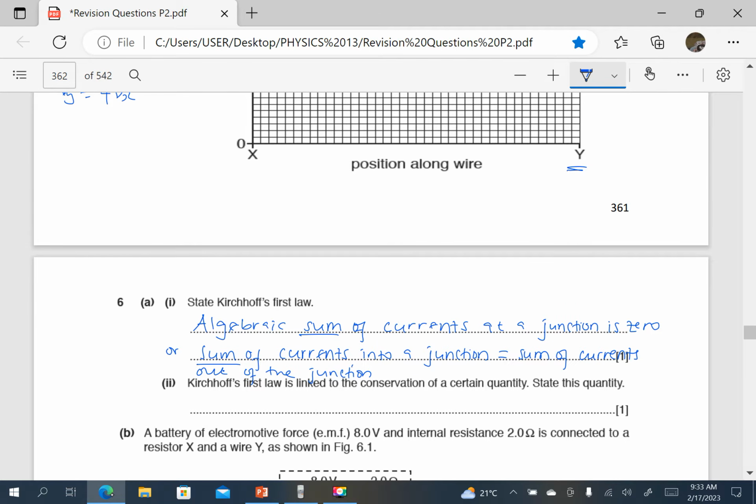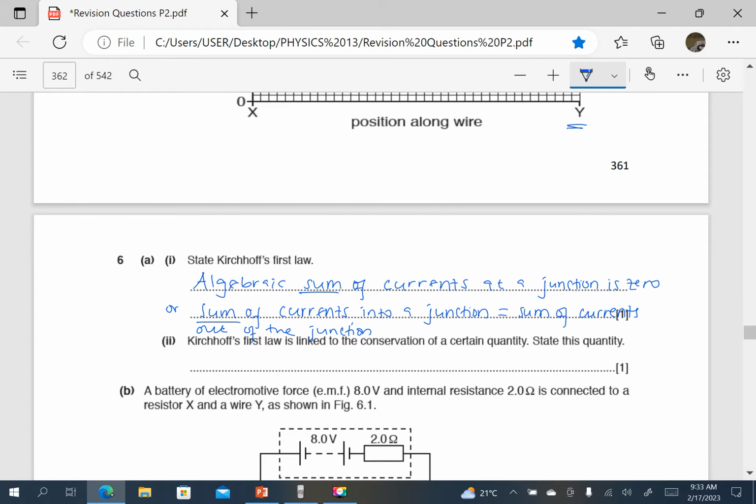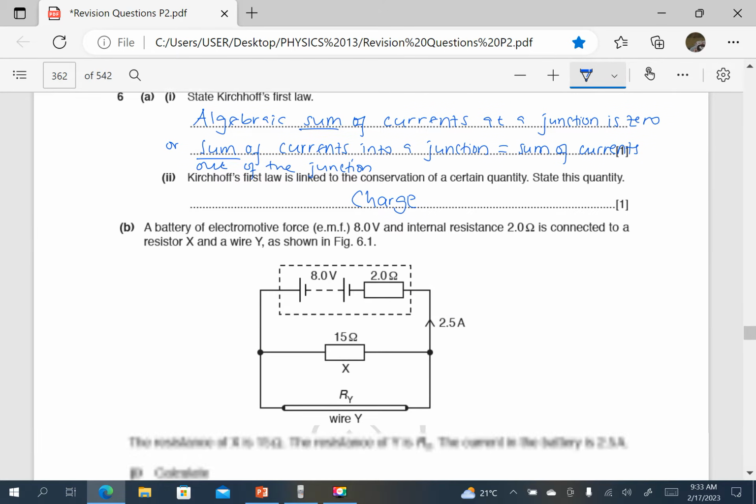So Kirchhoff's first law is linked to a conservation of a certain quantity. State this quantity. Because current is the rate of flow of charge, Kirchhoff's first law is related to conservation of charge. So the quantity is charge.